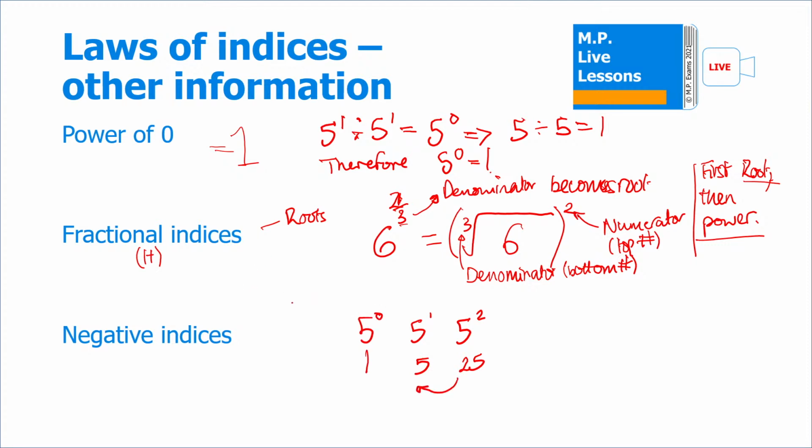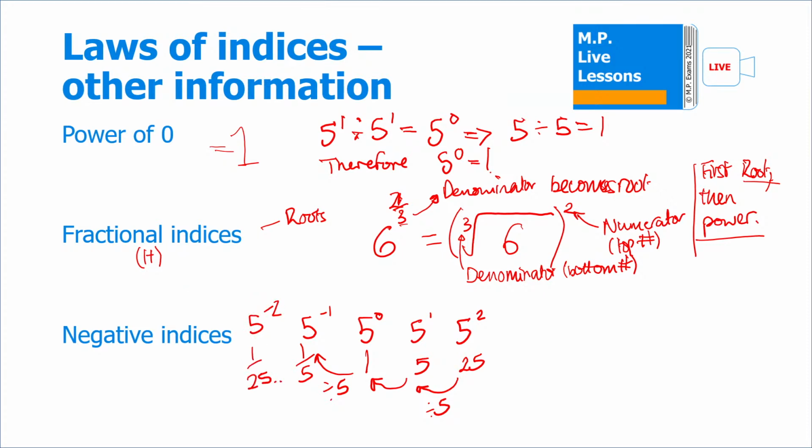As we can see, each time we go down a power, we're dividing by 5. So when we go to 5 to the minus 1, we divide by 5 again. We get 1 over 5. 5 to the minus 2, divide by 5 again, you get 1 over 25, and so on.